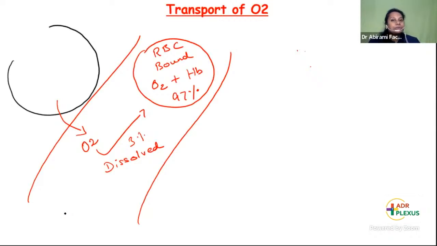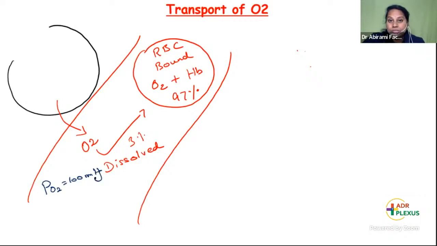How much is the partial pressure of oxygen in the arterial blood? What is the PO2 of your arterial blood, if you take an ABG sample? Very good, around 100. Let's say around 97 to 100. So the partial pressure in your arterial blood is 100 millimeters of mercury. So this you know.